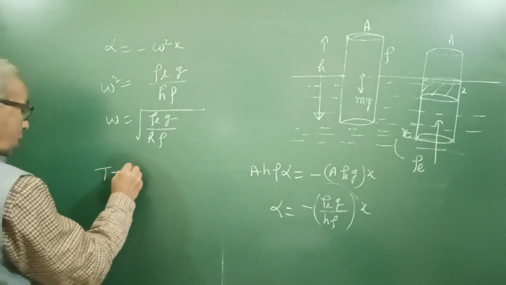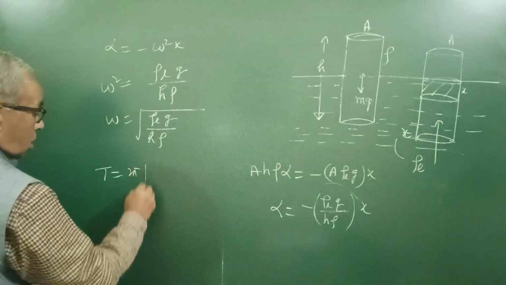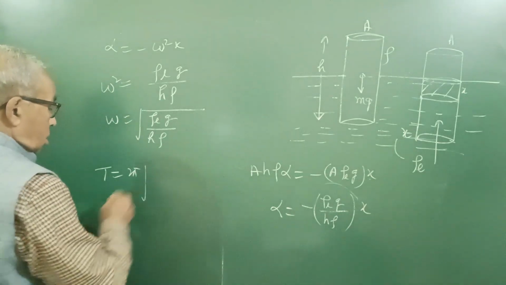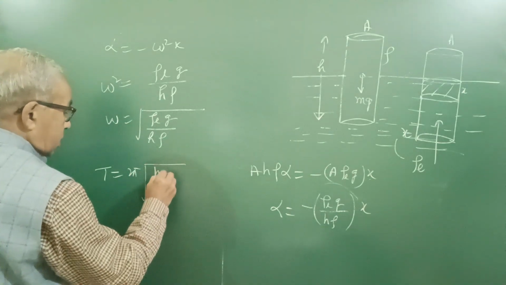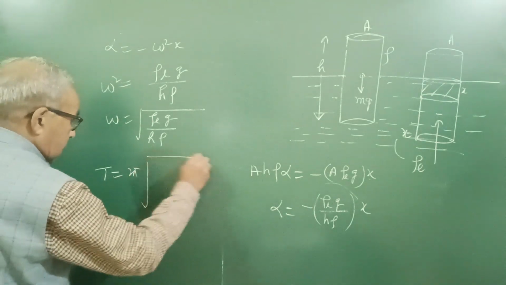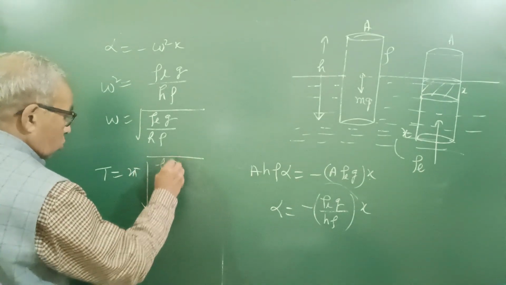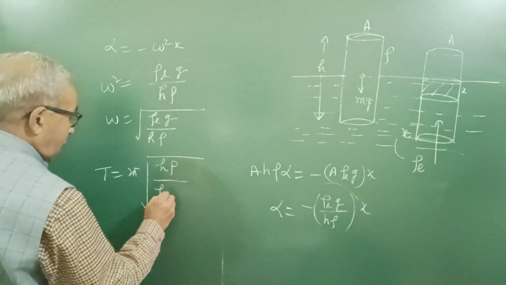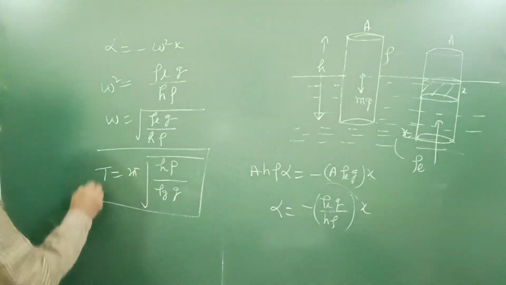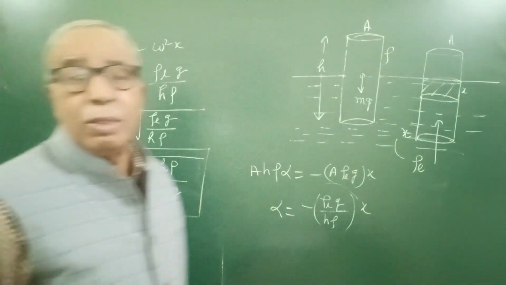So the time period T is 2 pi upon omega, so it will become 2 pi under root H into rho upon rho L into g. You may be asked a question directly on this time period.